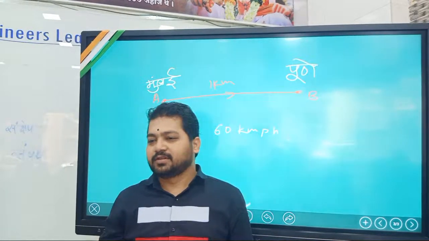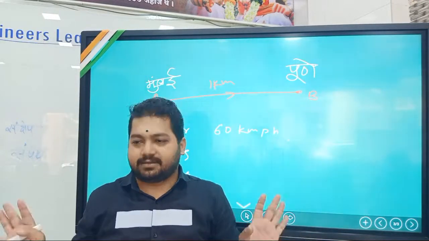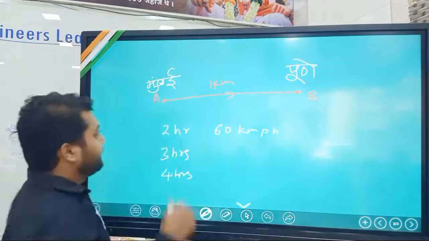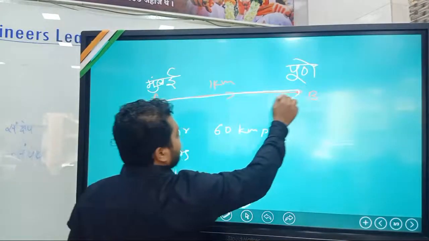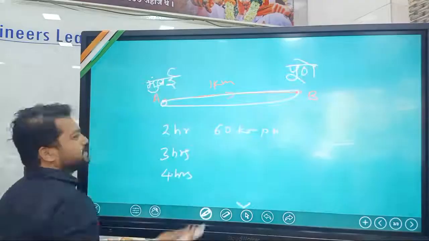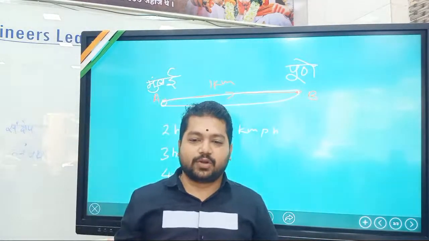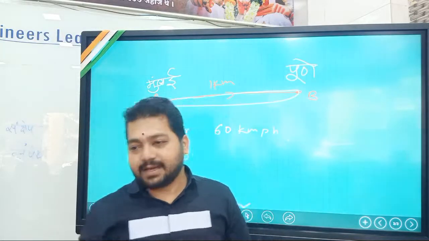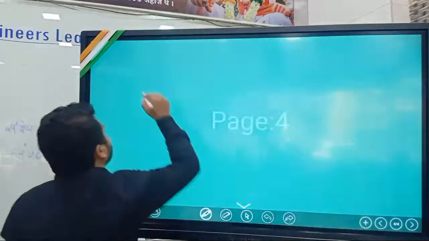Zero. Whatever masala is mentioned in the question, forget about that. If a person starts his journey at Mumbai, goes to Pune and comes back to Mumbai, it means there is no displacement. Displacement is zero. So let us start understanding all this concept in detail. What is distance and displacement?